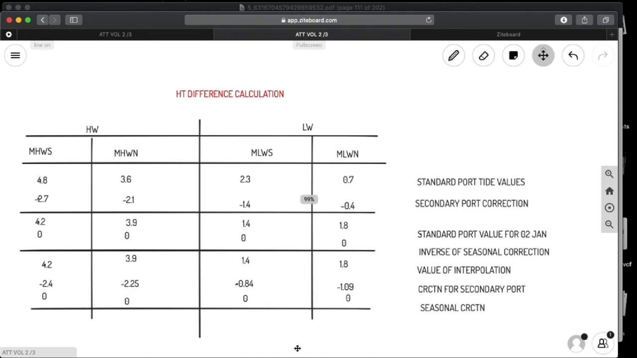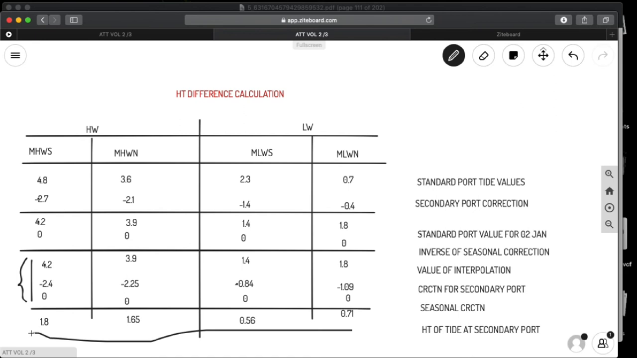Next, what is the real height of the tidal secondary port? That value will be the addition of these three numbers. That will be the value of your secondary port height. So 4.2 minus 2.4, you will get 1.8, and 3.9 minus 2.25, you will get 1.65. If you do 1.4 minus 0.84, you'll get 0.56. If you do 1.8 minus 1.09, you'll get 0.71. So these are the answers for the height of the tidal secondary port.